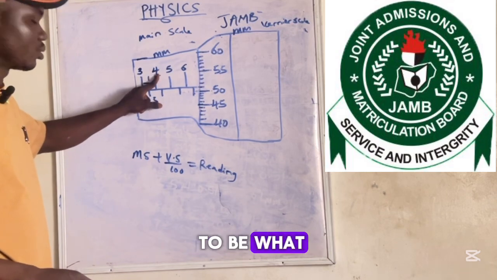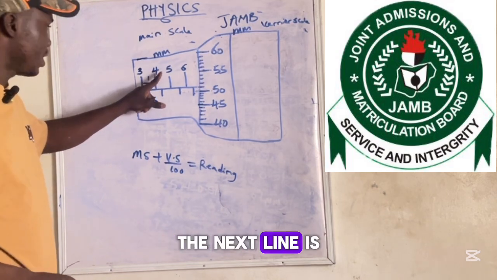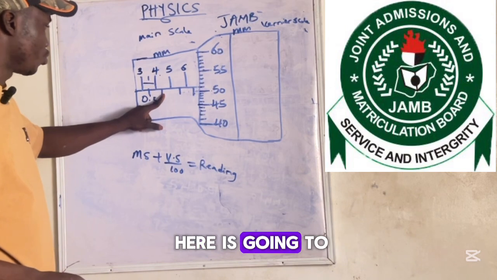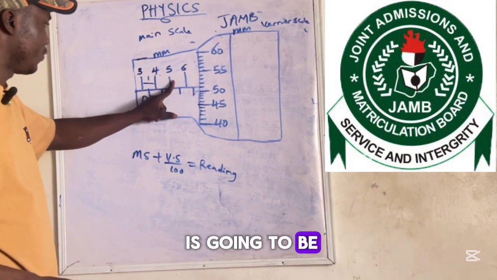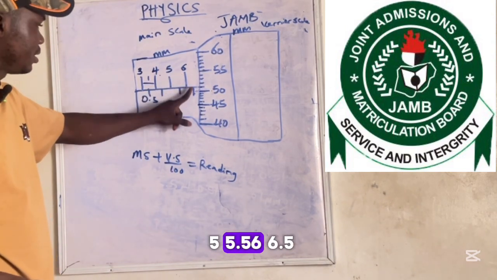The next line is going to be 4, while the other line here is going to be 4.5. The next lines are going to be 5, 5.5, 6, 6.5.